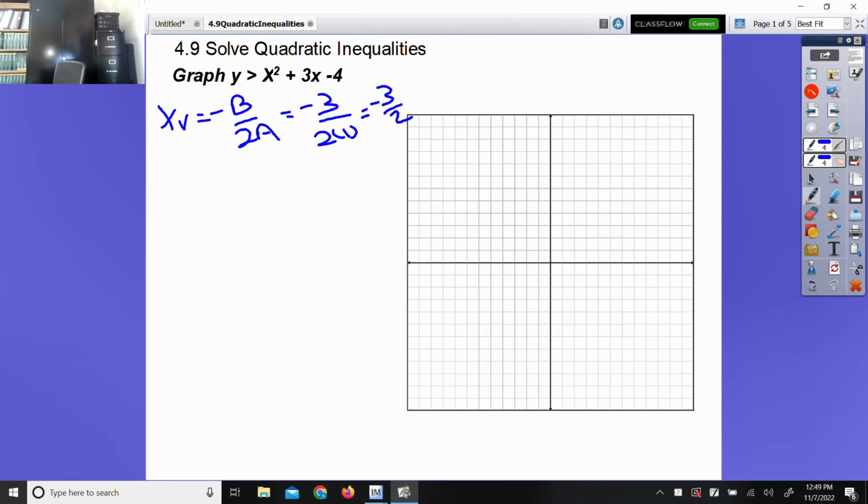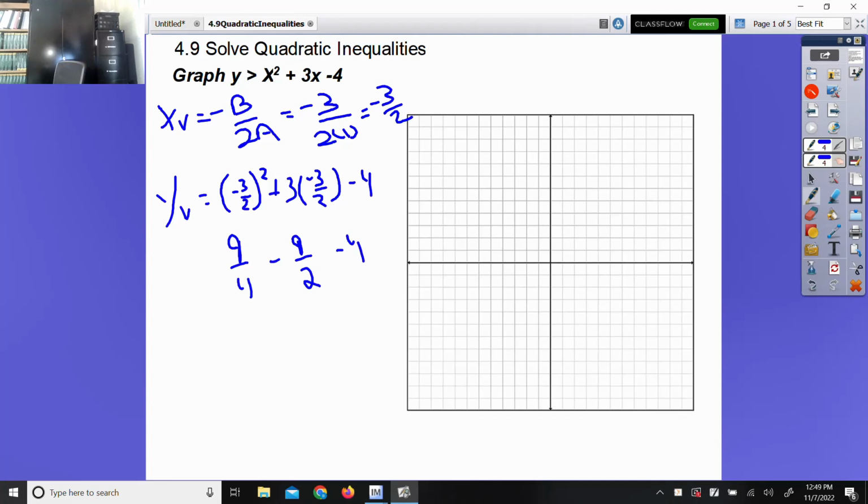Now that you have the x coordinate, how do you find the y coordinate? Plug it in for x. The square of 3 halves: 3 squared is 9, 2 squared is 4, you get a positive 9 quarters. 3 times negative 3 is negative 9, over 2, minus 4.